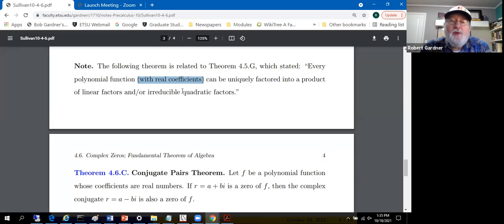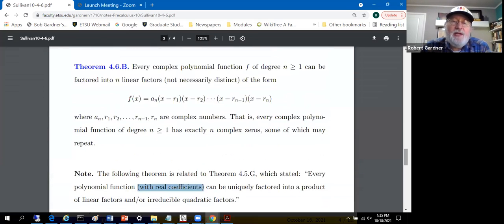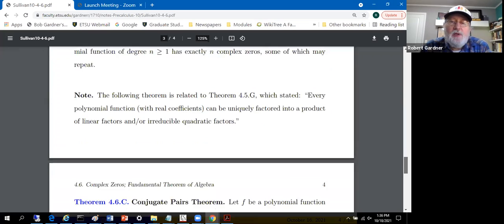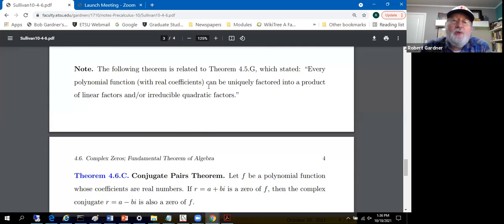If the polynomial has real coefficients, you can't necessarily factor it into a bunch of linear terms, but you can factor it into linear terms and irreducible quadratic terms. The setting of theorem 4.5 is only using real numbers. Theorem 4.6 allowed complex stuff all over the place. Complex coefficients, complex roots, all that was on the table in theorem 4.6.b and also in the fundamental theorem of algebra. But theorem 4.5.g deals with only polynomials with real coefficients and only considers real zeros of that polynomial. And those real zeros will be associated with real linear factors, it turns out.